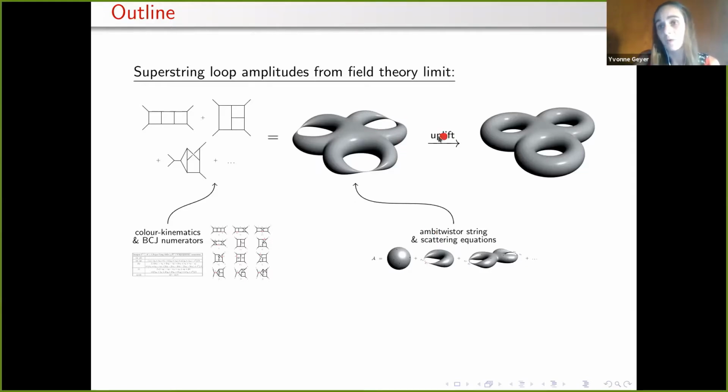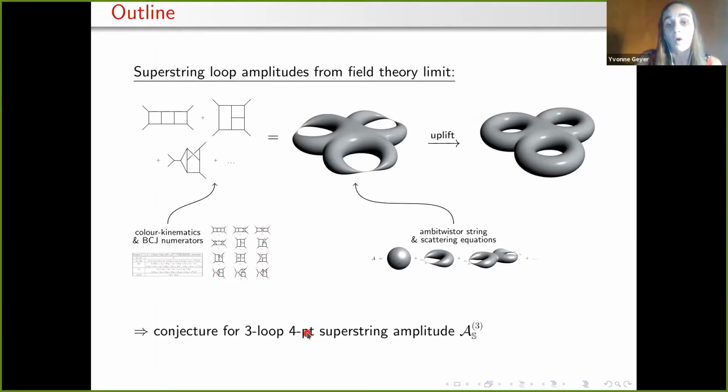And then in a last step, we're going to see whether we can uplift this using symmetry constraints to a higher genus formula and use experience gained from the Ambitwistor string versus the superstring at lower loop order to arrive at a proposal for the 3-loop 4-point superstring amplitude. Okay, so most of our time at first will be spent on the Ambitwistor string and the corresponding amplitude formulations, but I'll pay particular focus on how it ties into the BCJ formulations at loop level.